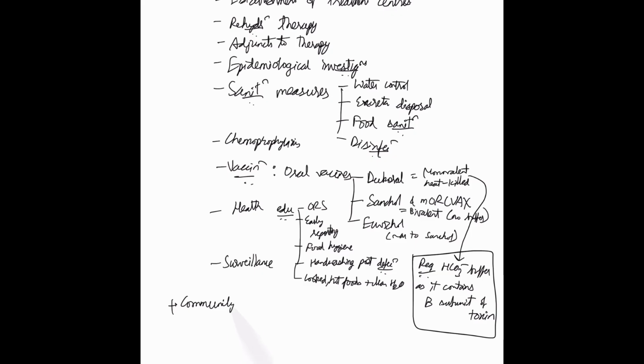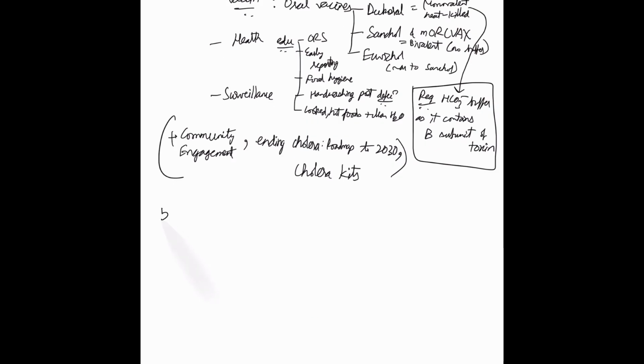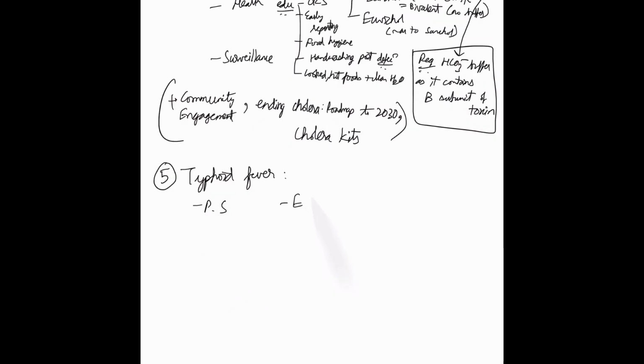There are other small, not so important notes on community engagement, ending cholera, roadmap to 2030, and cholera kits. Cholera kits, if you want, you can remember. They might ask it as a trick question in competitive exams, I guess. Then typhoid fever.